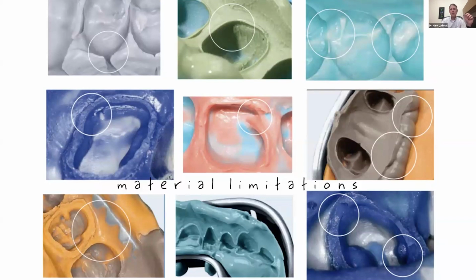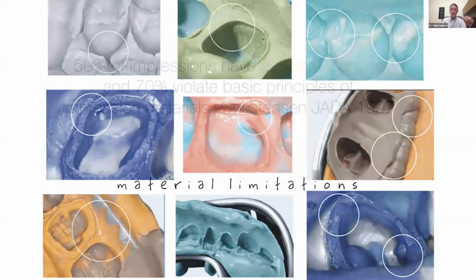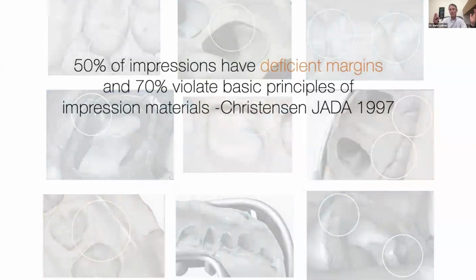And it's really interesting when you look at the classical literature relative to impression making. The one that we most frequently talk about is this one by Gordon Christensen. What he did back in 1997 is he went to a bunch of labs and looked at the impressions that were there. What they saw was that 50% of the impressions had deficient margins and 70% of them actually violated basic principles of impression.